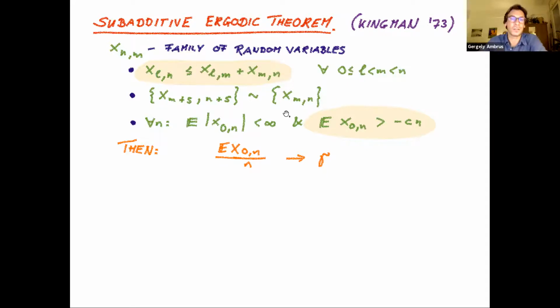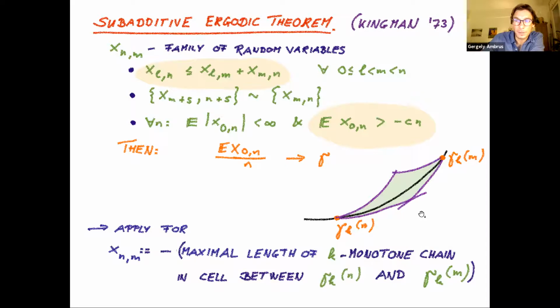The second is shift invariance. If we have any number S and we shift the random variables by that, then we get the same distribution as before. And the third is that the expectation of the absolute value should be finite, and most importantly, and this is the point where one really has to work, there is a lower linear bound on the expectation of X_0n. So if the family satisfies these three conditions, then there is some constant gamma so that the expectation of X_0n is about this constant times n. And this is what we are going to apply.